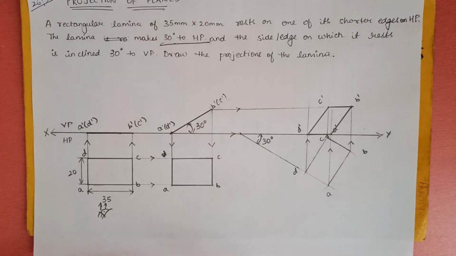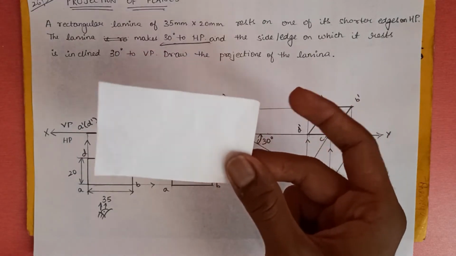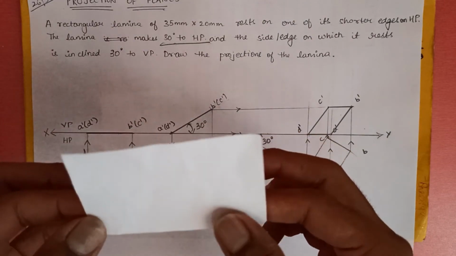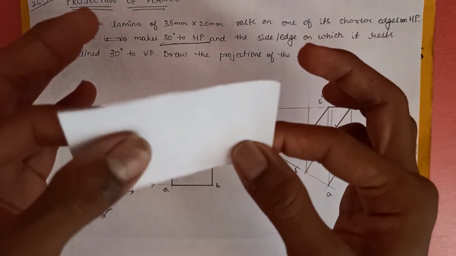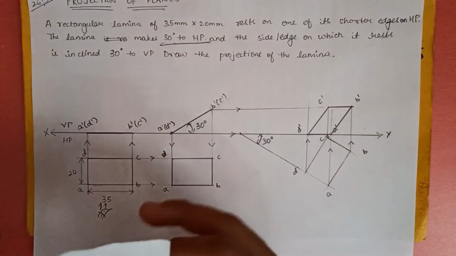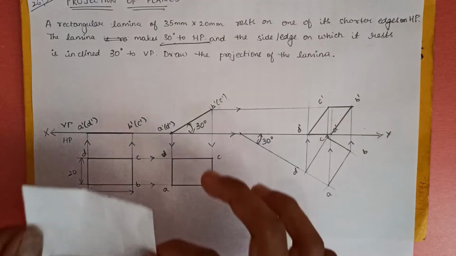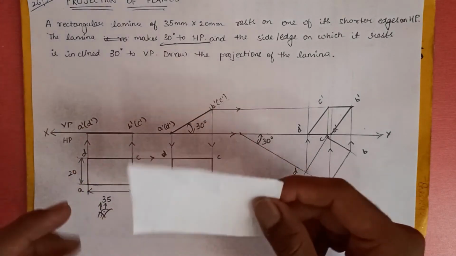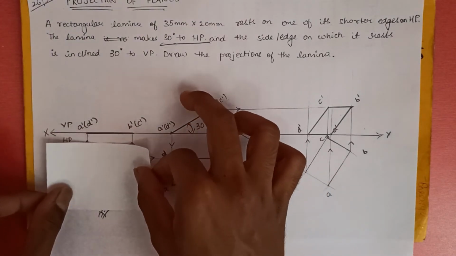Now I'm going to explain this by taking a plane, a rectangular plane figure. Now you can observe that the thickness is very negligible, and this is a 2D object. So the first thing is we are placing the plane on HP. That is, one of its shorter edges is resting on HP. So I place it like this.